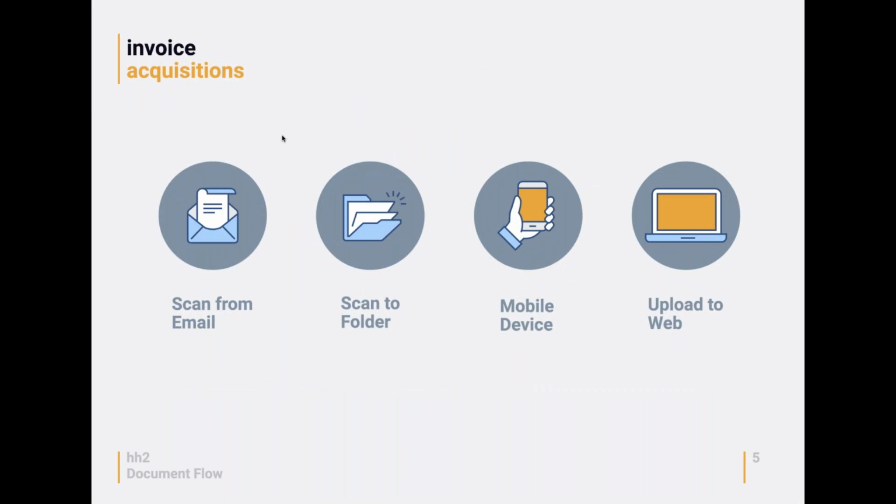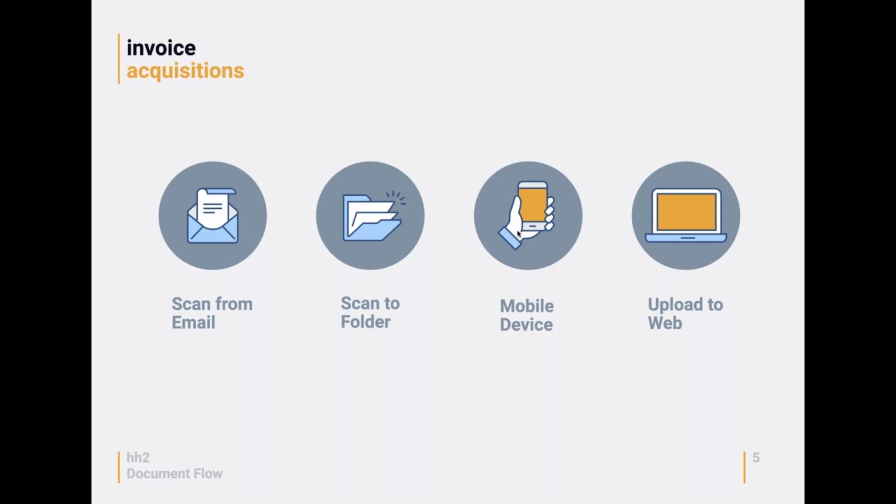Again, in our document flow product, we can gather information from several different sources. We can scan from an email address. So if you have invoices coming in through billing at hh2.com, we'll monitor that email box and we'll pull those invoices in. If it's emails or invoices going to your company name, Hogan Construction, it's going to be Hogan Construction AP at whatever. So we can monitor that. We can also monitor a folder on your network. So if you scan documents to a folder on your network, we can monitor that as well.